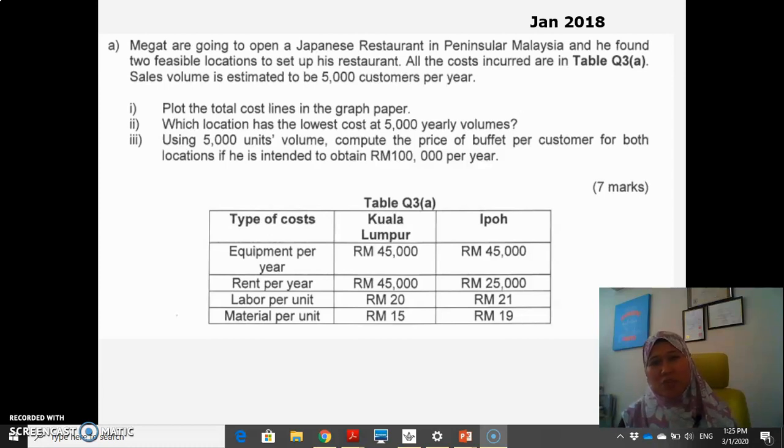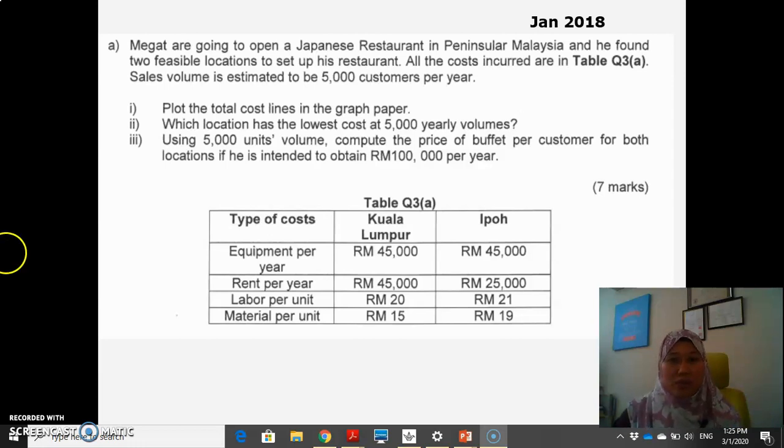Today I'm going to show you some of the problems in the prime location topic, and specifically we're going to use the cost volume analysis method. When you talk about cost volume analysis, you know that you have to come up with the graph. From the graph, you can determine which location is the best based on the quantity that has been forecasted.